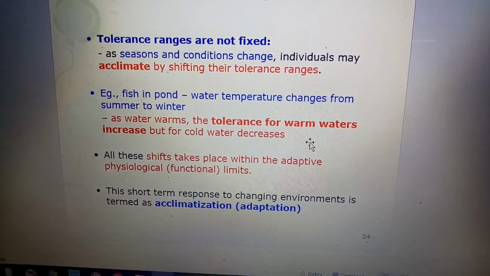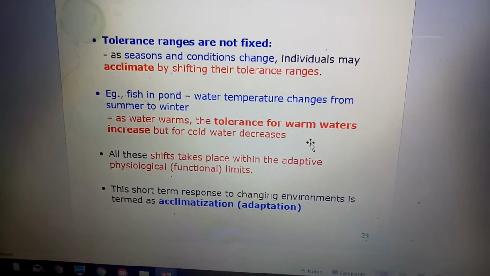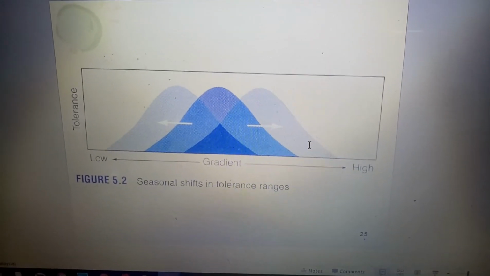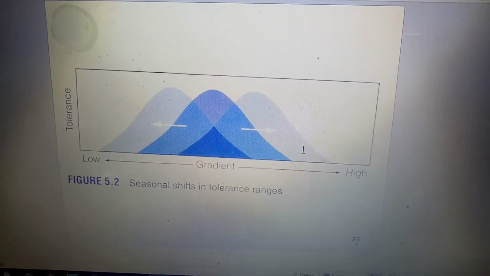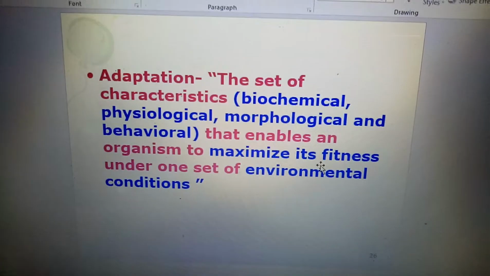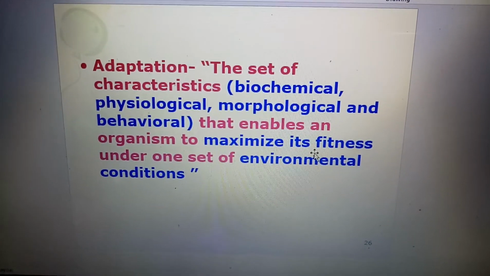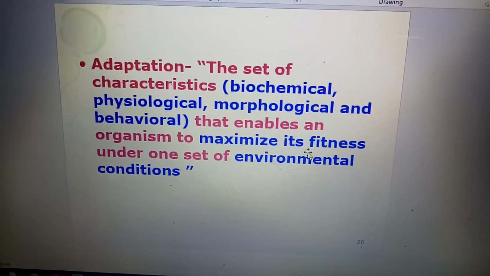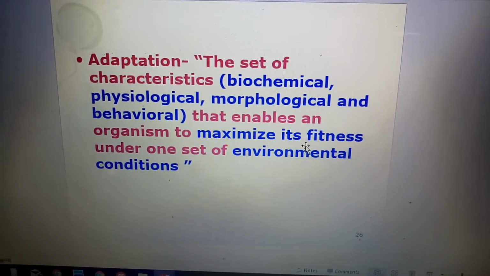This short-term response to a changing environment is termed acclimatization. This is figure 5.2 about seasonal shift in tolerance ranges. As you can see, the left is low and goes up to high. This is about the tolerance process, and I think you can read it yourself. So adaptation is the set of biochemical, physiological, morphological and behavioral characteristics that enables an organism to maximize its fitness under one set of environmental conditions.